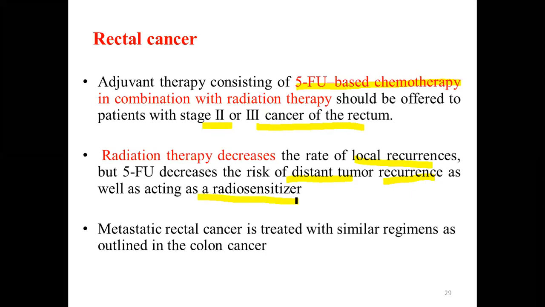So in short, when there is rectal cancer in the adjuvant setting, consider what? Radiation therapy as well, because radiation therapy reduces local recurrence, then 5-FU reduces what? Distant recurrence, as well as the chemotherapy can serve as a radiosensitizer. That is why radiation therapy can be considered in rectal cancer only. Otherwise, in the metastatic setting, the treatment regimen is actually the same as what has been outlined in colon cancer.